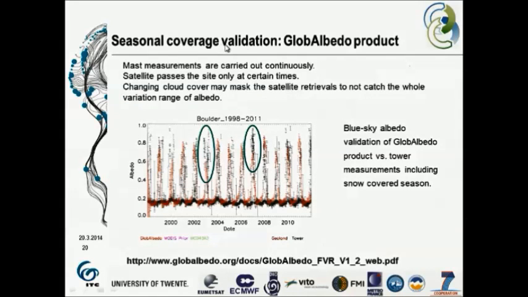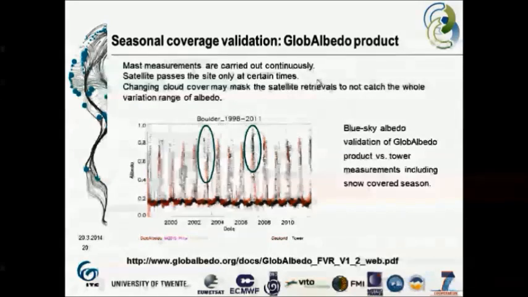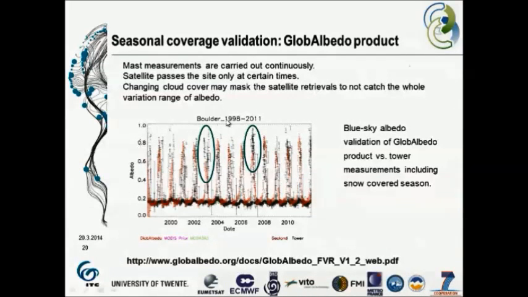Then seasonal coverage of validation of the GlobAlbedo product. Here is shown a glacier site where we know that the winter has a nice, good snow cover, about 0.8 as the level of midwinter albedo. And again, the tower is the black one and the GlobAlbedo is the red one. I don't know exactly if the reason is this, but we can see that there are winters when both reach the same maximum value very nicely, like here. But then there are winters when the satellite retrieval never reaches the highest values.